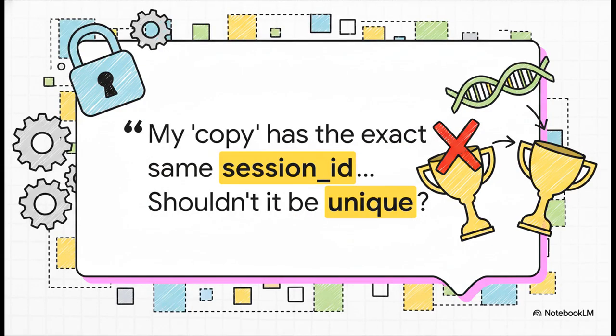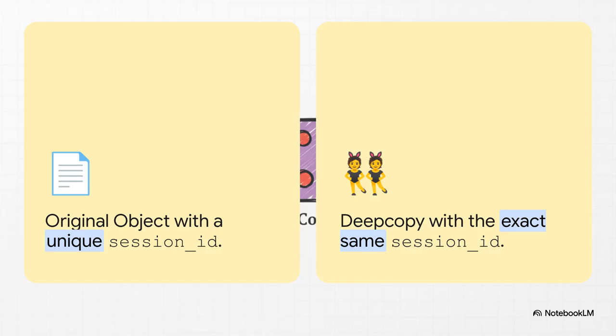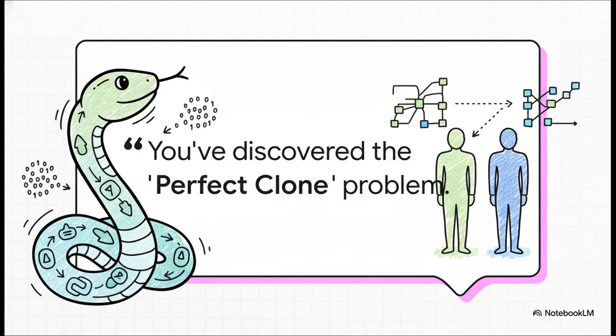This was the exact puzzle a developer ran into with his tournament session class. See, the copy was a perfect clone, but it needed a new ID and a fresh timestamp. Luckily, his mentor knew exactly what was up. She called it the perfect clone problem.